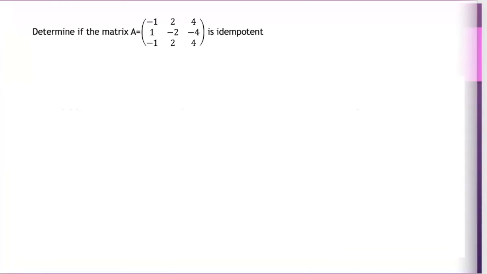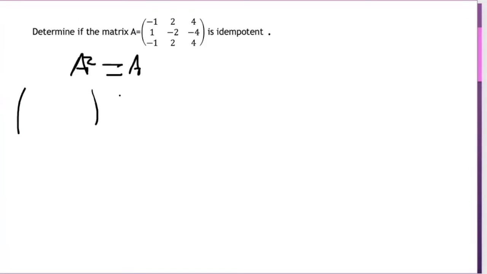Now let's look at an activity. Determine if the matrix A is idempotent. What I need to do is to show that A squared is equal to A. That's all we need to do. A squared is equal to A. A squared means I will be multiplying this matrix A twice.